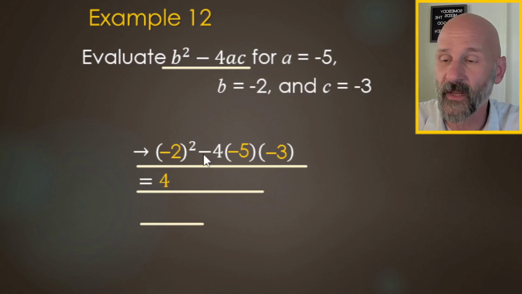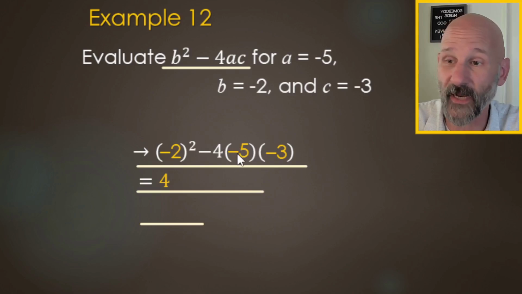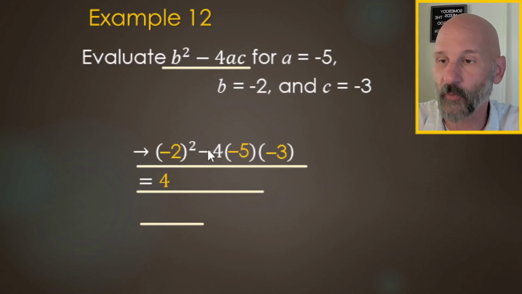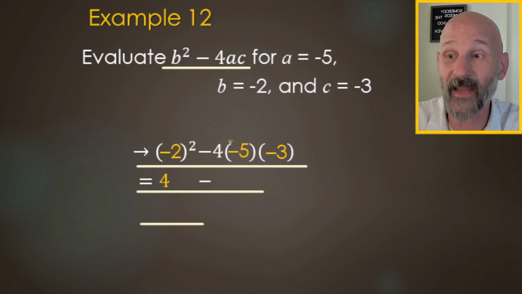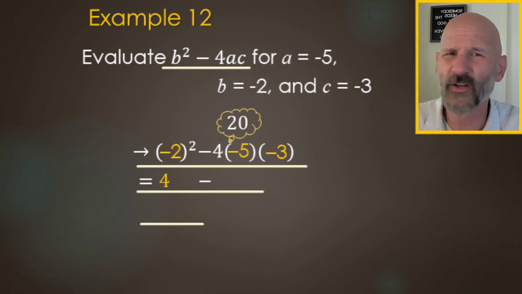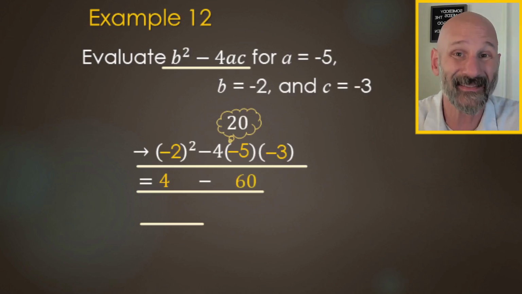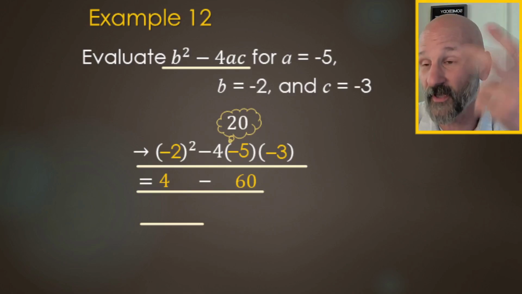Okay, next up, now we have exponents are done. Now we can do multiplication. So here we go. Negative 4 times negative 5, left to right, right? So we have a negative times a negative. Well, that's going to be a positive, and then 4 times 5, that's going to make 20, right? And now we have this 20 times negative 3. So it's going to be a positive times a negative. That's going to be a negative, and then 20 times 3, just pretend it's a 2 times 3, and then put a 0 on the end. So here we go. 2 times 3, that's going to be a 6 with a 0 on the end, makes 60.